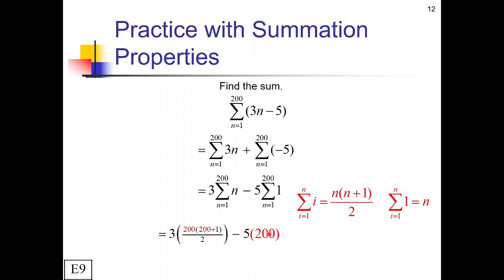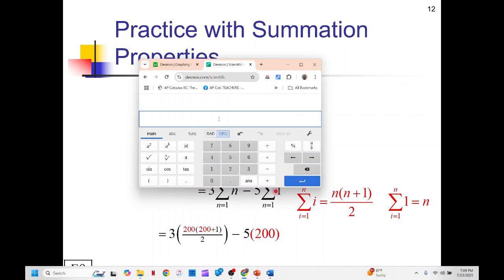And we could plug all this in Desmos, or maybe do it without Desmos, but let me plug it in. So we've got 3 parentheses, fraction, 200 times 200 plus 1, and then we have a 2 down there, minus 5 times 200, so that all comes out to 59,300.